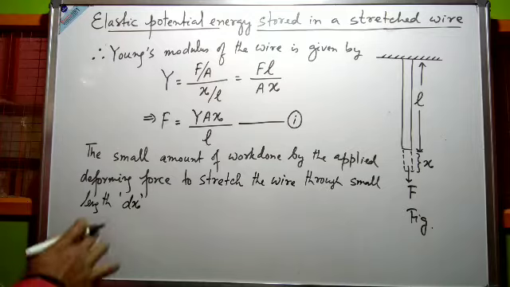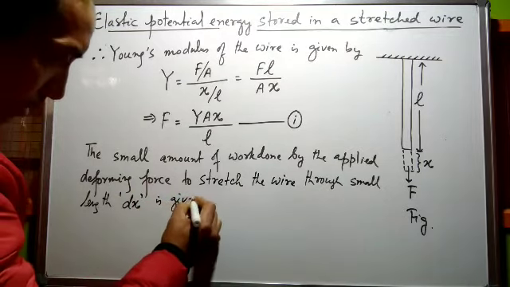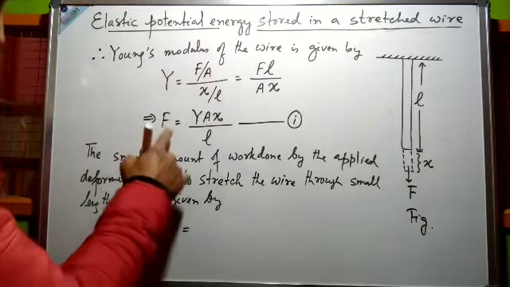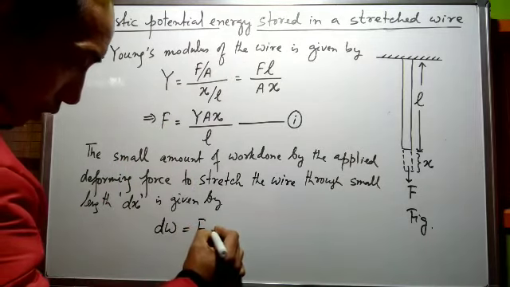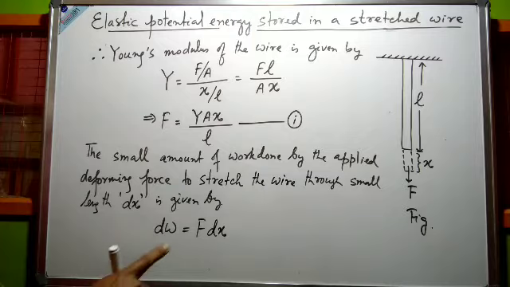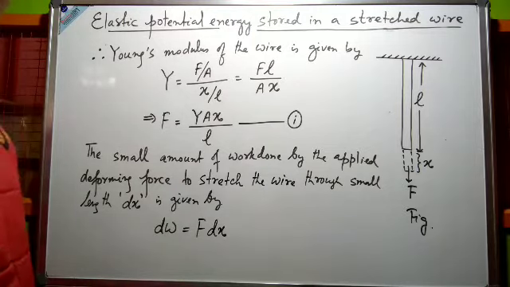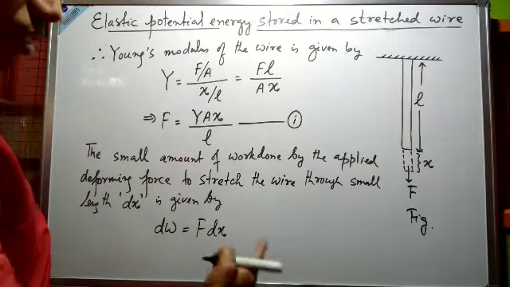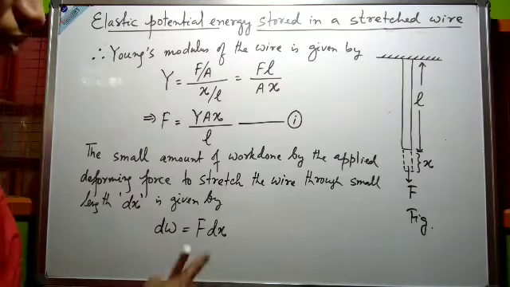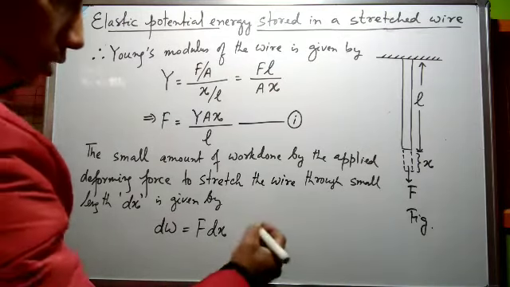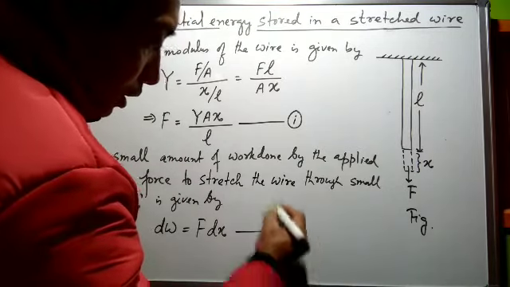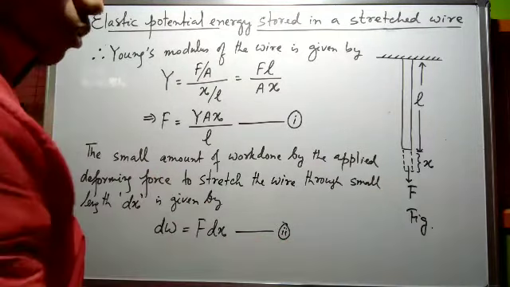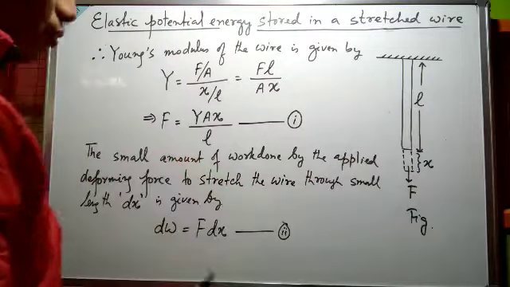dW, the small amount of work done, equal to force into distance. The direction of force and the direction of the increase in length, that is the displacement, are the same. Force into the increase in length of the wire. So we write equation number 2. Then we can find the total work done by the normal deforming force to increase the length of the wire from 0 to x.